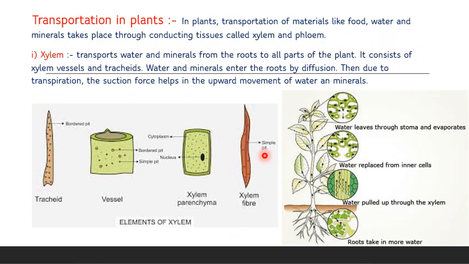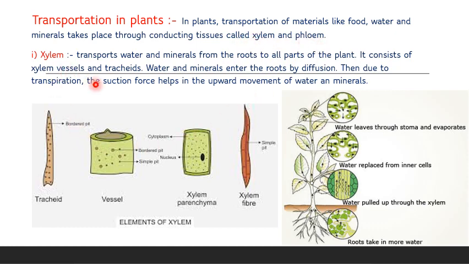Now let us try to understand about transportation in plants. You know how transportation occurs in human beings; the same way, plants also undergo a process called transportation, but it shows some differences. In plants, transportation of materials like food, water and minerals takes place through conducting tissues. I think you already studied this: the conducting tissues are called xylem and phloem.